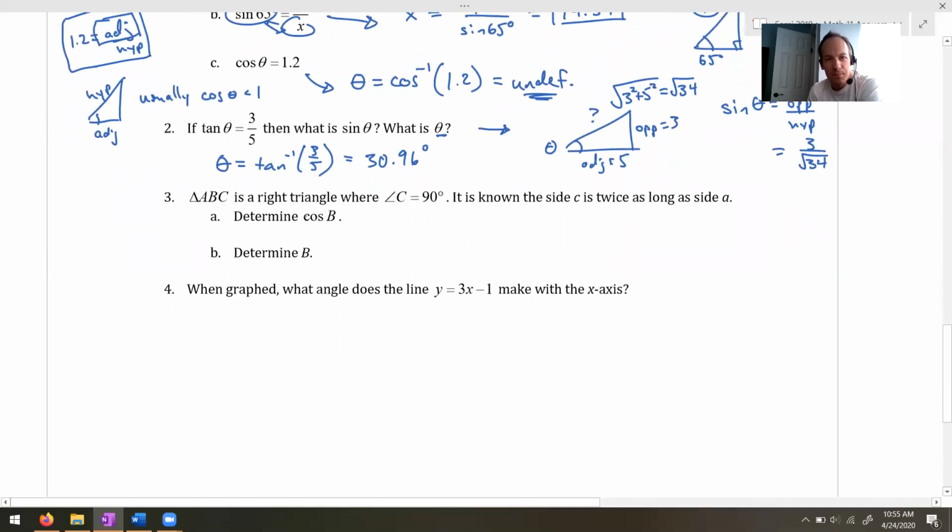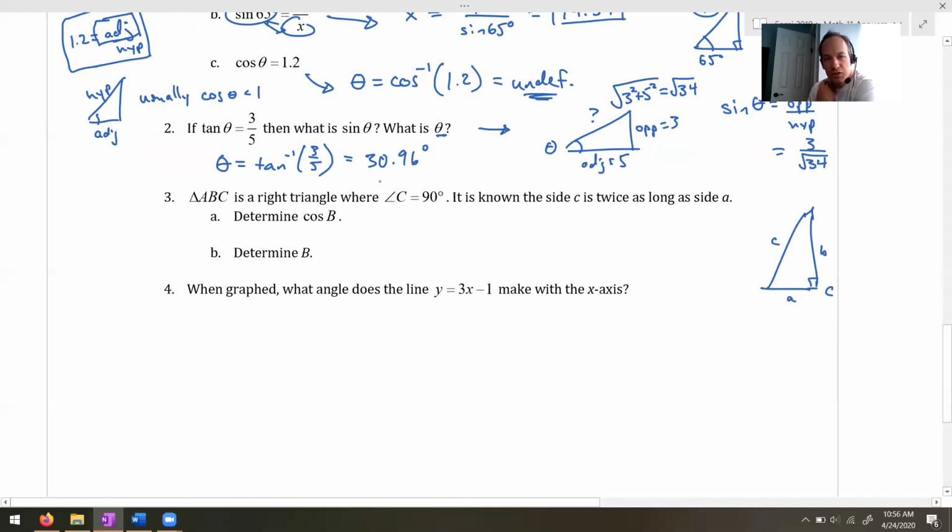Okay, question 3. ABC is a right triangle where C is 90 degrees, and it's known that side C is twice as long as side A. So we're not told anything here other than here we've got maybe a situation like this. Here's my right angle, here is my little side C, and here's a little A here. So then I guess the other side would have to be B.